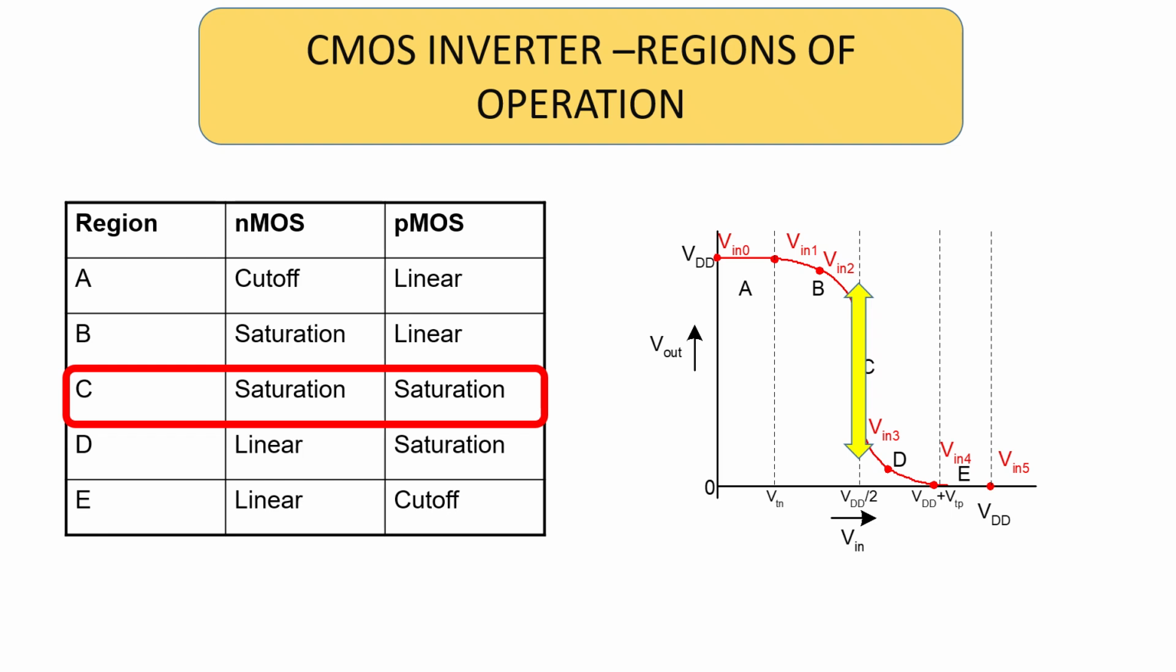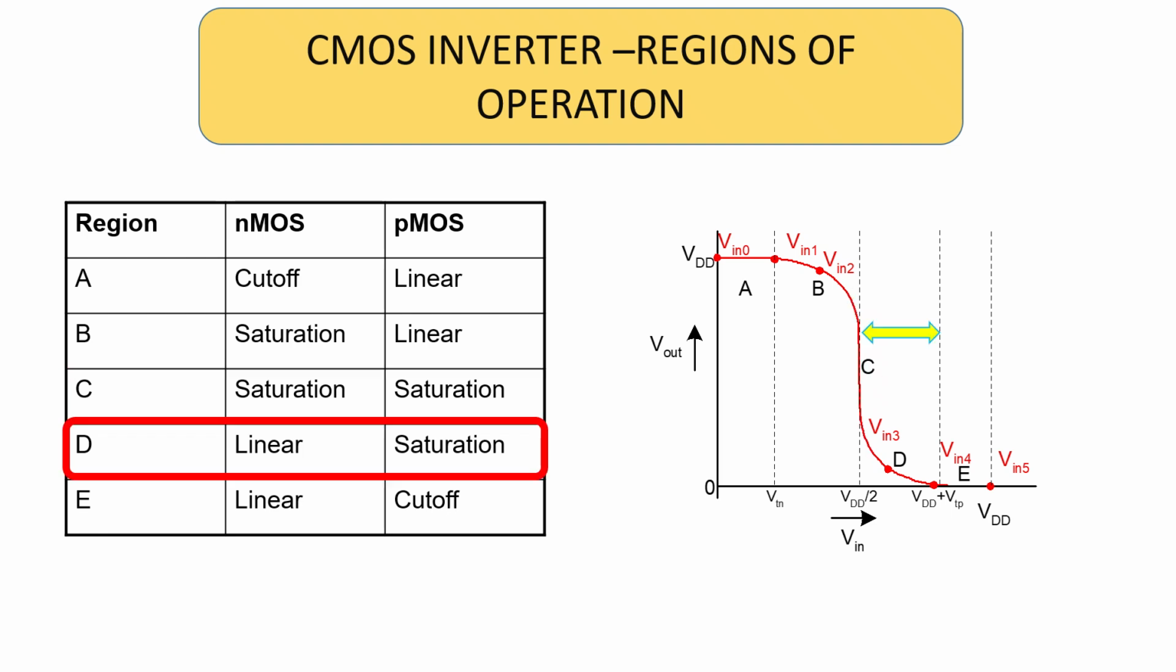It's a well-known fact that when a MOSFET is in saturation, it can be represented as a current source. When two current sources are in series, it is an unstable condition. A small input voltage has a large effect at the output. This makes the output transition very steep, which is shown in the figure.